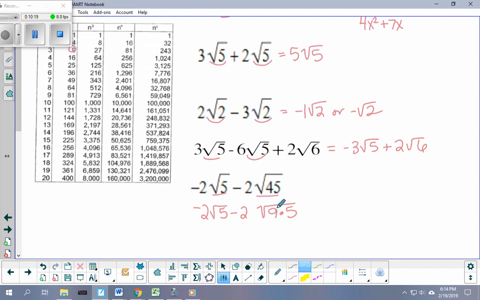Now at this point, we can take the square root of 9 and the square root of 5. What is the square root of 9? It's 3, so I'm going to put that out front, and that's a factor, so it gets multiplied. And so let's rewrite this. And what we end up with is negative 8 root 5. That is my simplified answer.